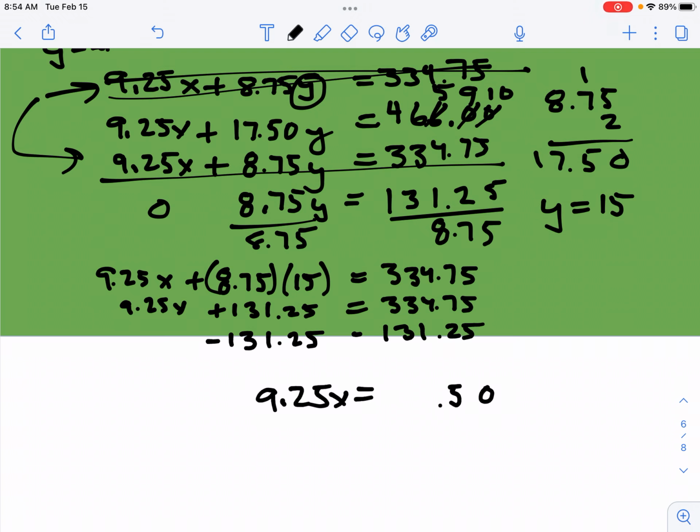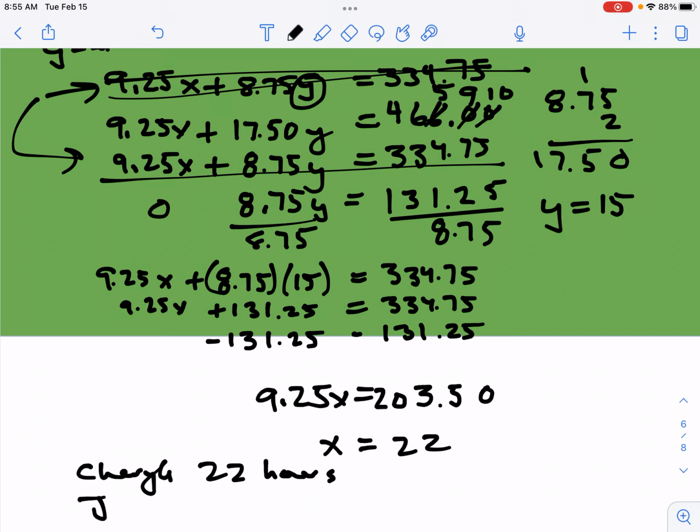0, 5, 3, 0, 2. So I have $203.50. So now let's pull up the calculator again and divide, and you should get 22 hours. All right, so to answer the question, Cheryl, 22 hours, and Jackie, 15.